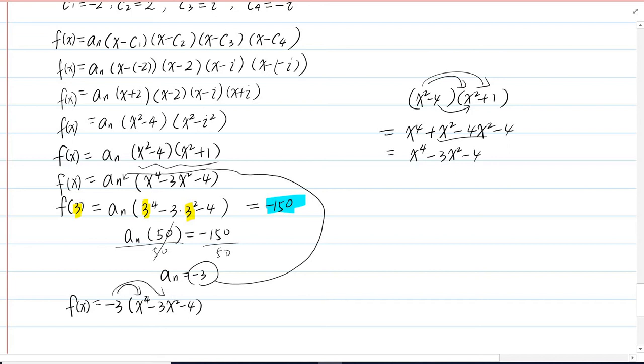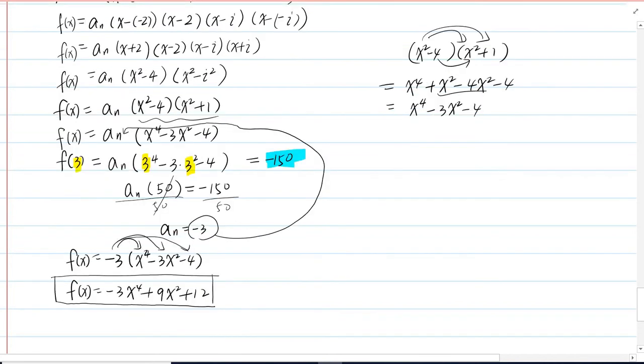So now we just do a distribution. We're going to have f of x equal to negative 3x to the 4th power plus 9x squared plus 12. That is your final answer. Let's go ahead and take a look before we move on.